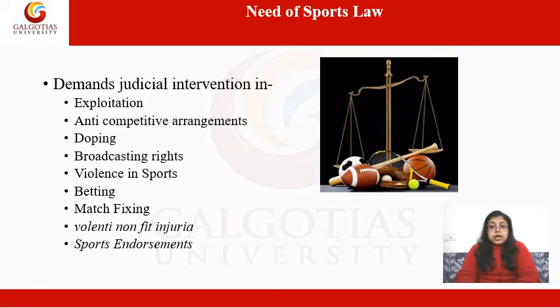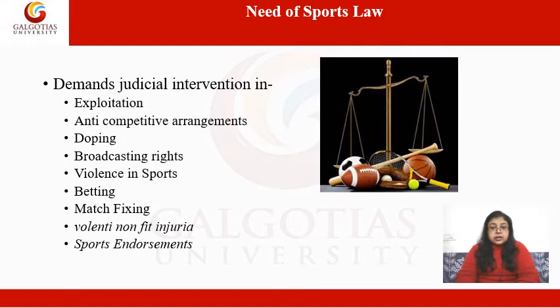There is certain exploitation which may happen, exploitation of the players. There may be certain gender discrimination or sexual exploitation which may happen, or there may be certain discrimination in the matter of choosing one player and not choosing another. These kinds of exploitation can be avoided if there is a proper law which may attract and prohibit exploitation of that nature.